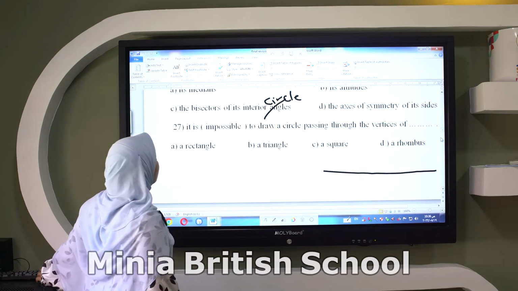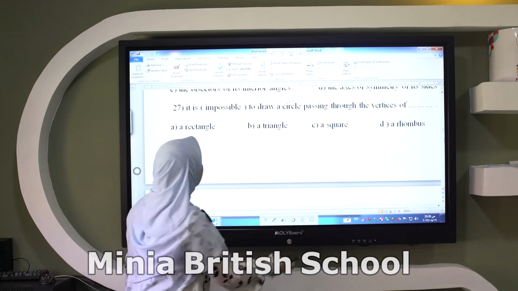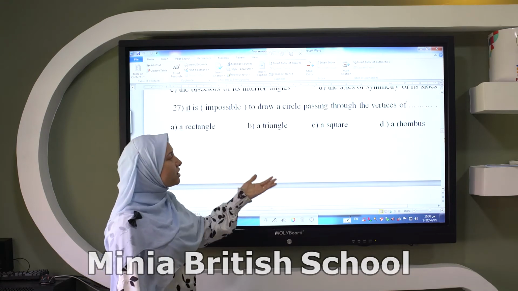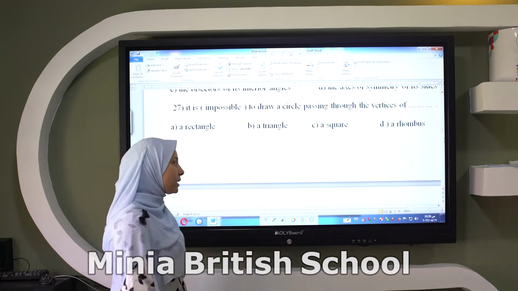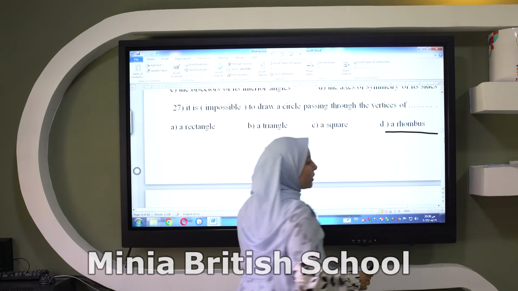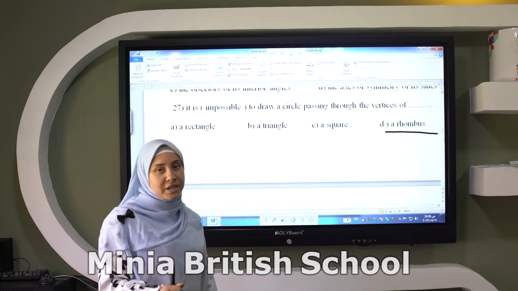27. It's impossible to draw a circle passing through the vertices of what? Yes, rhombus, parallelogram, and trapezium. Okay.